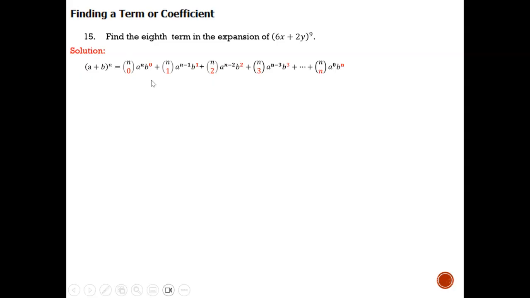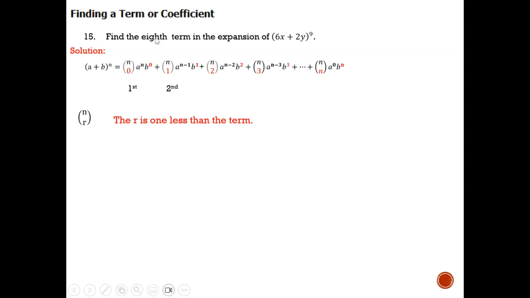Here's the formula. If you notice, this is my first term. This is my second term, and so forth. If you notice, in the first term, the B portion will be 0. So it's always 1 less. You see, this is my second term. The B portion will be 1. So nCr, the r is always 1 less than the term.